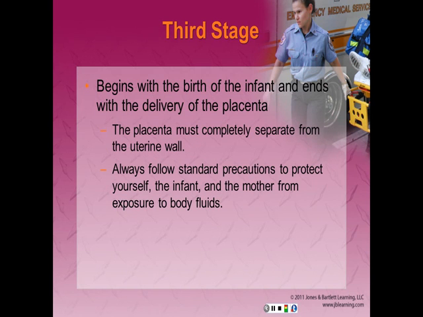The 3rd stage of labor begins with the birth of the infant and ends with the delivery of the placenta. During this stage, the placenta must completely separate from the uterine wall, and you should always follow standard precautions to protect yourself, the infant, and the mother from exposure to blood and body fluids.